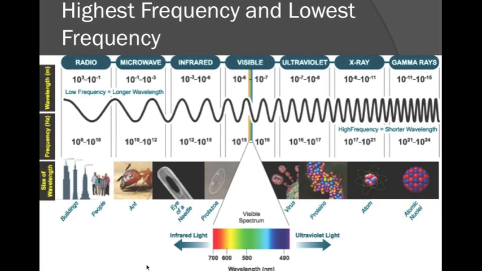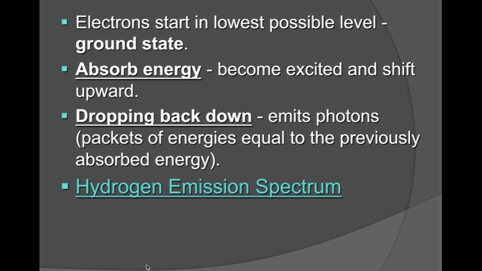Now guys, looking at wavelength and frequency, we always have to mention the hydrogen emission spectrum. And we know that the hydrogen emission spectrum happens because we have the ground states of those electrons. And when those electrons absorb energy, they become excited and they shift up to a higher energy level. And when those electrons drop back down, that absorbed energy is going to be released as light. And what we see is that each element has a very specific pattern and a very specific bright line spectrum.